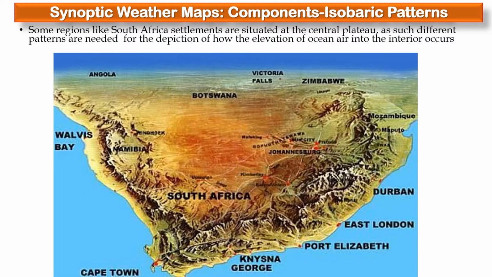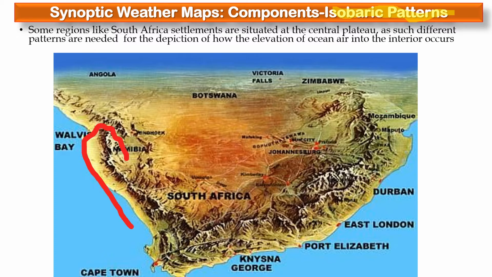Another component we have on a synoptic map is isobars. Now, isobaric patterns rather. Now, isobaric patterns need for us to first understand what isobars are. So we say isobars are imaginary lines on a synoptic map that represent places of equal atmospheric pressure.